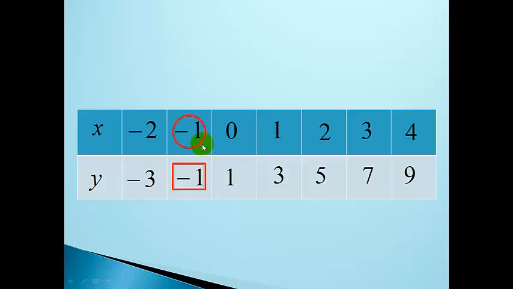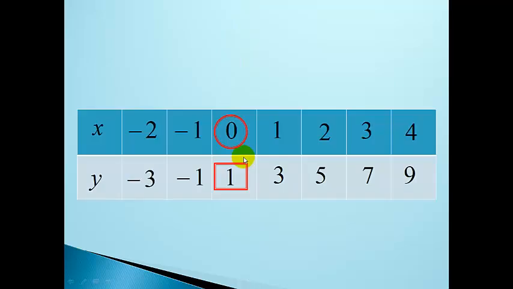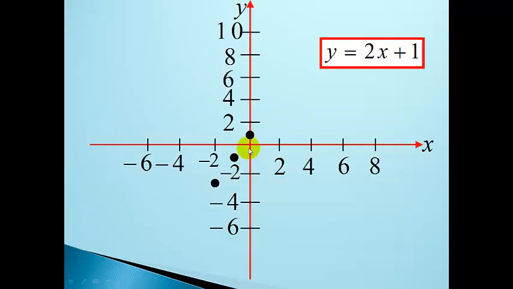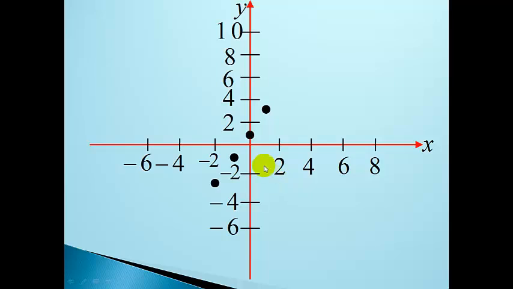Now we go back to the table. The next point is minus 1, minus 1. So you have minus 1 on the x, then you have minus 1 on the y. We go back to the table, we have 0, 1. So we have 0 on the x, then we have 1 on the y. Then we go to the table, we have 1, 3. So we have 1 on the x, then we have 3 on the y.